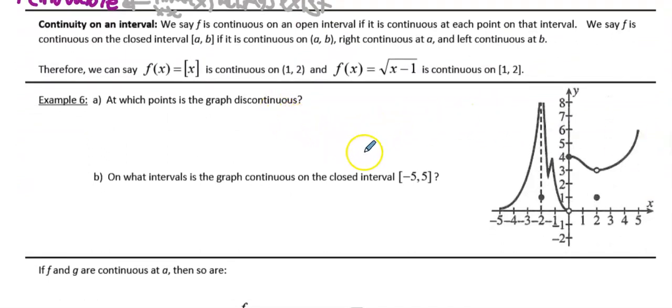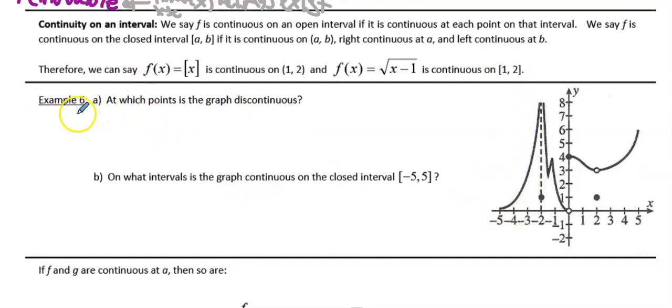If you look at example number 6, we have two more examples to go, and then I'm going to shut this video off. It asks, at what points is the graph discontinuous? And then on what values is it continuous? So clearly, if it's discontinuous, then it's not continuous, right? So let's look at this graph right here and see what's happening.